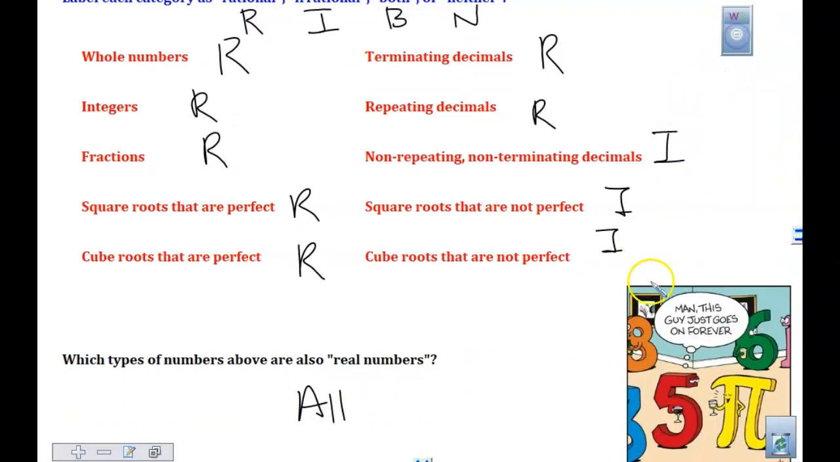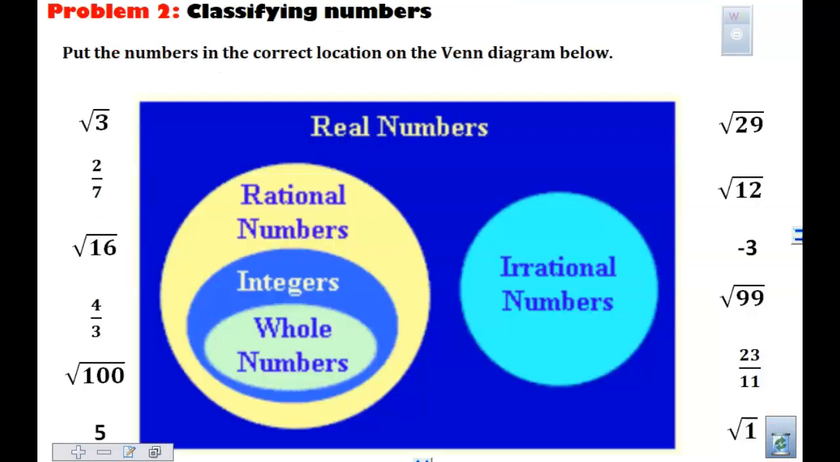And again, as you look at this joke, man, this guy just goes on forever if we are looking at it. Pi continues on and on forever.